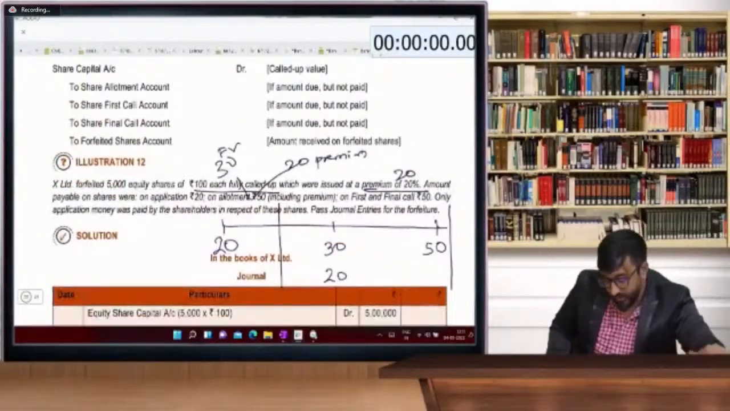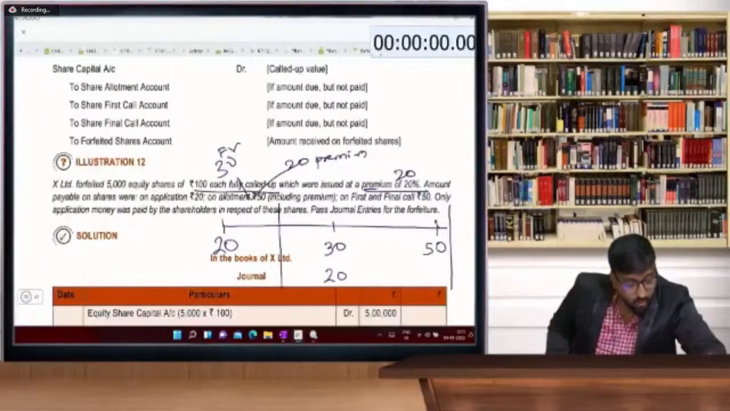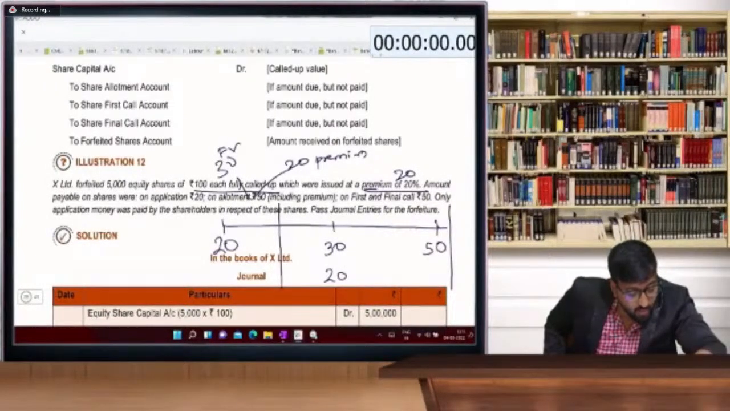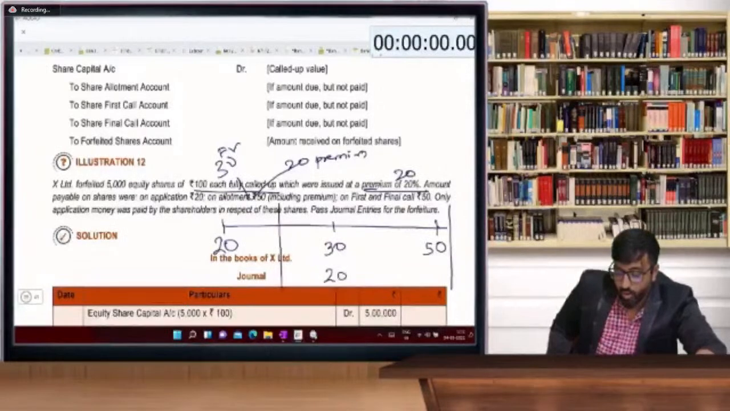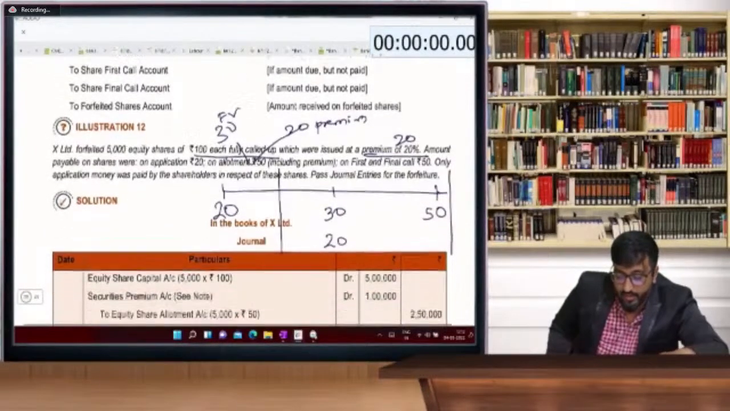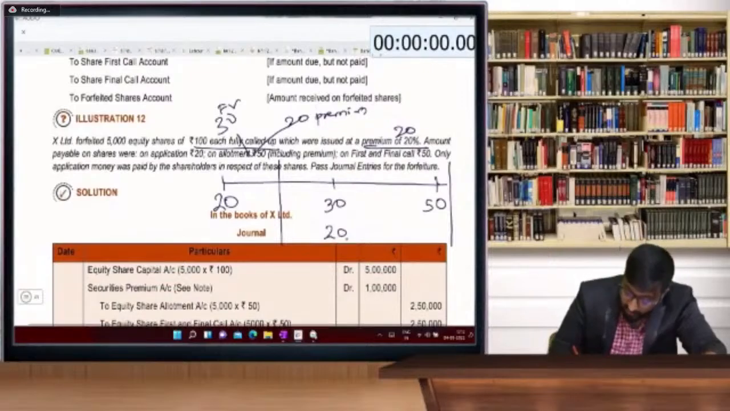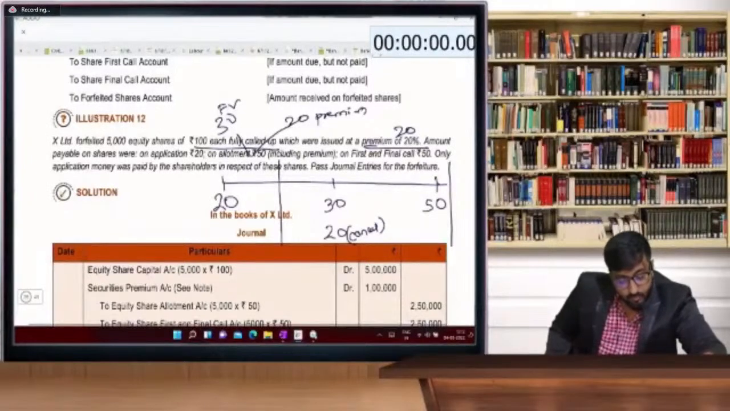Pass the entry. Calls in arrears account is not open, so pass for 1 share, beta. Harshit Jaiswal, don't pass entry for the total amount, pass for 1 share. I'm telling you. Pratiksha Nirmal, entry for 1 share. Security premium received or not received? Not received, then cancel it. Think for 1 share.